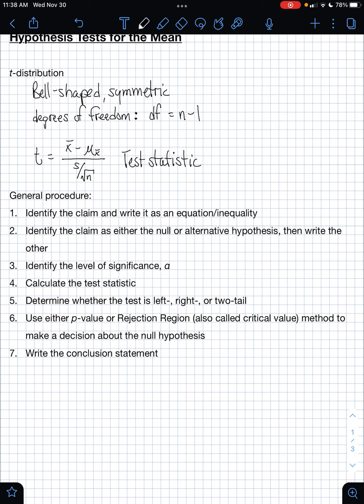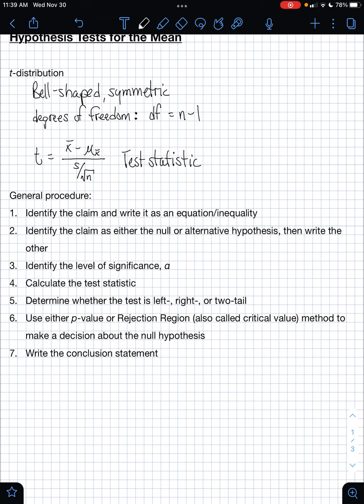We also need to know whether the test is going to be a left tail, a right tail, or a two-tail test. Remember, that can be identified based on the symbol used in the alternative hypothesis. If the alternative hypothesis is a less than, then we are doing a left tail test. If the alternative hypothesis is a greater than statement, it is a right tail test. And if it is a not equal to statement, then we're doing a two-tail test.